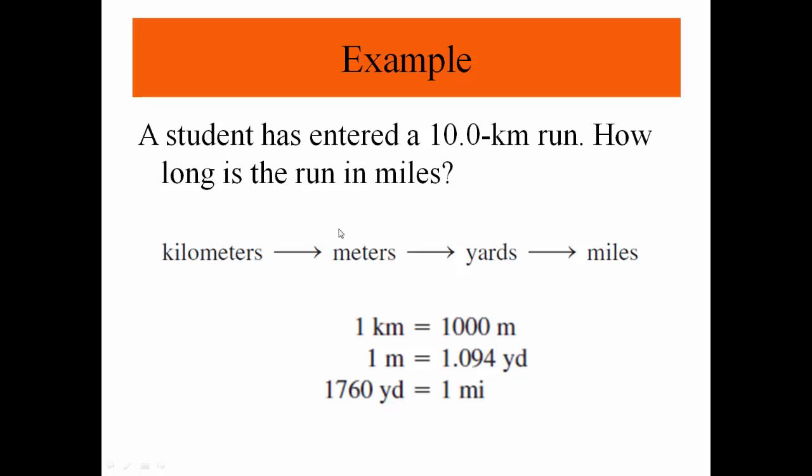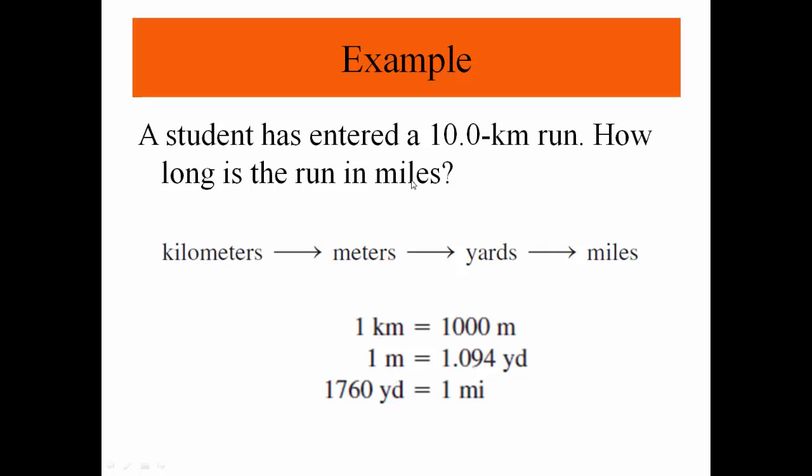Another example. A student has entered a 10-kilometer run. How long is the run in miles? In this case, we need to convert kilometers to meters, meters to yards, and yards to miles. You can see here the conversion factors. 1 kilometer is equivalent to 1000 meters. 1 meter is equivalent to 1.094 yards. And 1760 yards is equivalent to 1 mile. So we need 3 different conversion factors.